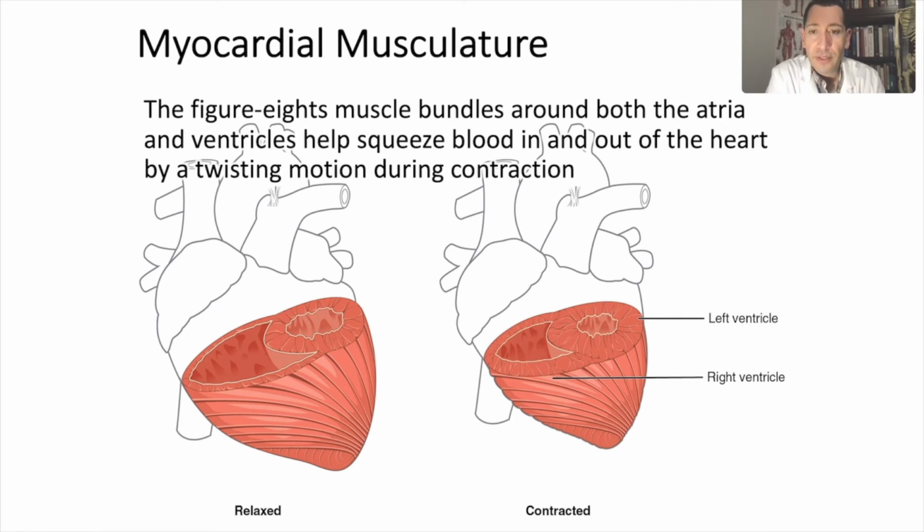When the ventricles are relaxed, the walls look like this, and when they're contracted, they look like this. They squeeze, they thicken, and that's how they eject blood out of the ventricles. The muscle fibers are in a figure 8. Figure 8. They do this. Then that twisting motion helps assist the blood out of the heart.